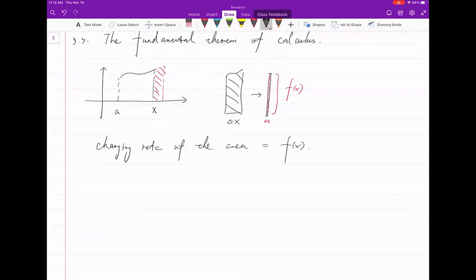Do you know how to find the area? Yes, Riemann sum, pain in the butt. But now you know the area is actually the antiderivative. Do you know how to find the antiderivative? Way better than Riemann sum. Okay, so now we can have a detour. If you want to find the area, you can find the antiderivative instead. That's the whole idea of the fundamental theorem of calculus.